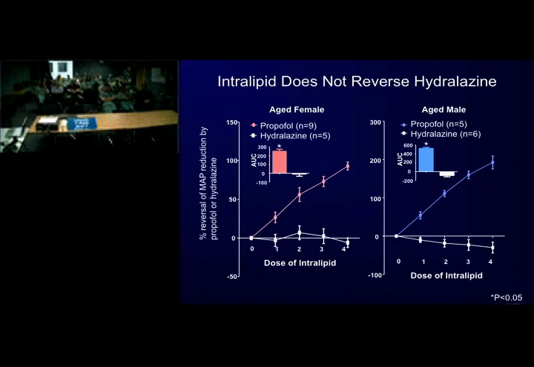Intralipid does not reverse hydralazine-induced hypotension. Again, aged female on the left, aged male on the right. Looking at area under the curve, you can see there's substantially greater reversal of propofol-induced hypotension compared to hydralazine-induced hypotension in both the aged female and aged male.